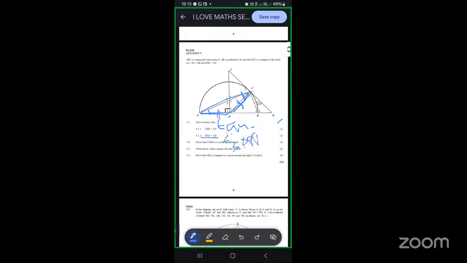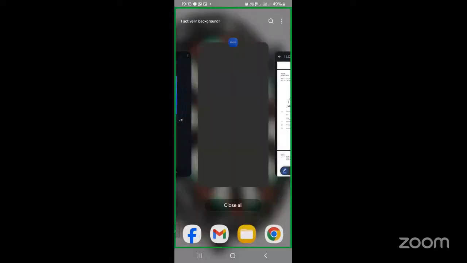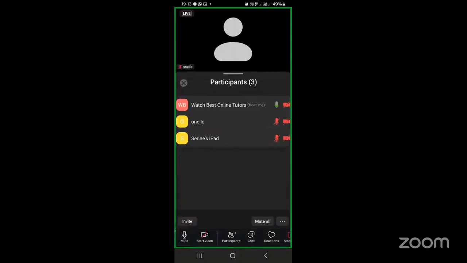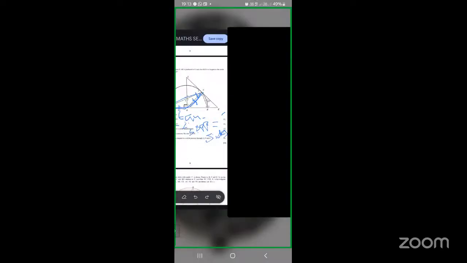Opposite equal side. Okay, does this one make sense to you guys? Yes, sir. Oh, okay, thanks for the feedback, guys. Let me just check. It's still only the two of you guys. Okay, let me continue.